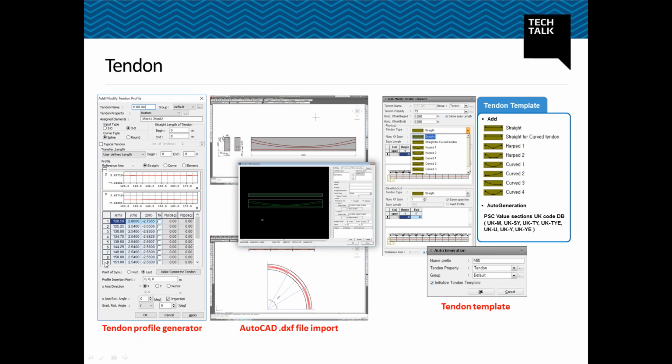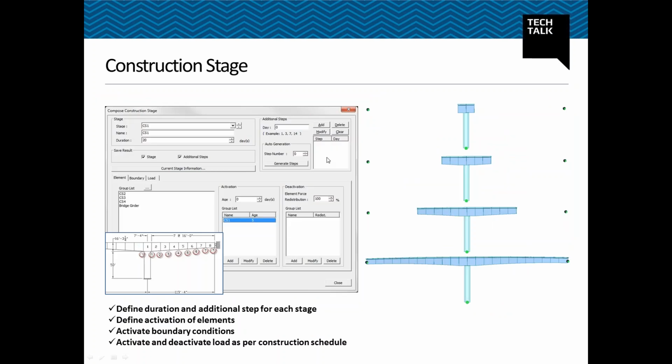for generating those tendons individually. Moving on to construction stage. Construction stage is very simple and straightforward in Midas Civil. It is all about activating and deactivating certain groups. So let's say we have categorized this into 3 groups: element groups, boundary, and the load.